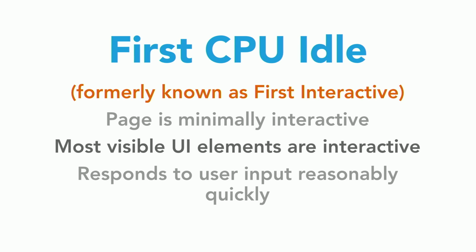So moving on to the next set of metrics that we got very excited about, and we've actually added them to SpeedCurve. First CPU Idle. You might know it as First Interactive. That's its old name. Its new name was recently changed by Google to make it more meaningful. So the page is minimally interactive. Most of the visible UI elements are interactive, and it responds to input reasonably quickly.